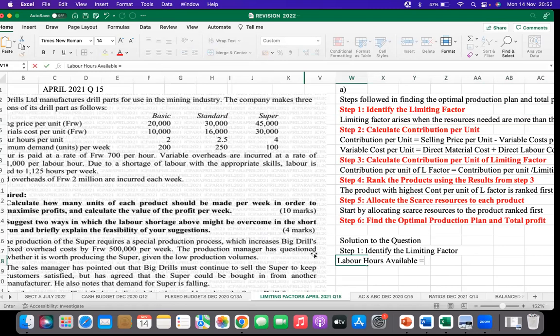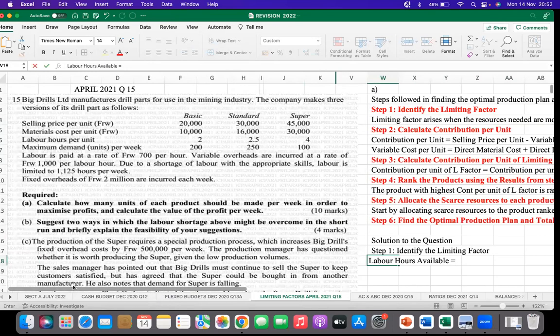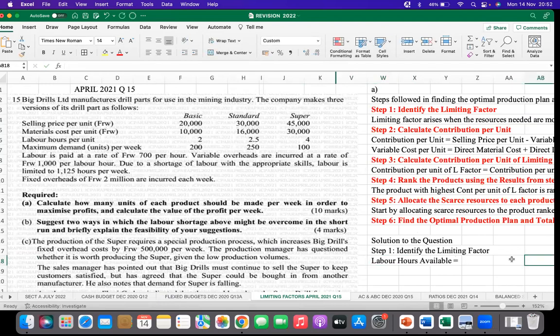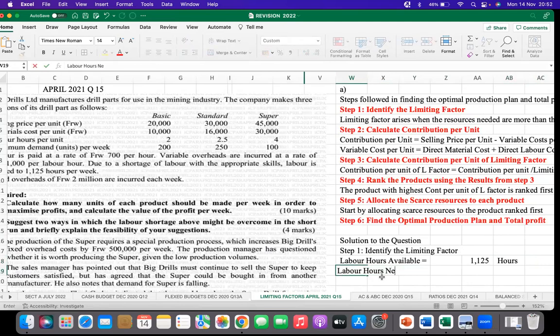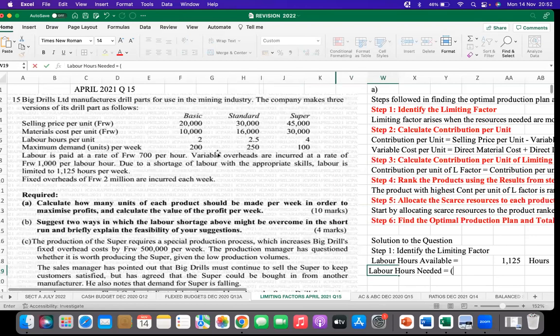Labor hours available. Were we given the labor hours available? I think so. Here, labor is limited to 1125. So labor hours available is 1125 hours. Next, we need to find labor hours needed. Labor hours needed, what we need is equal to, look at this.